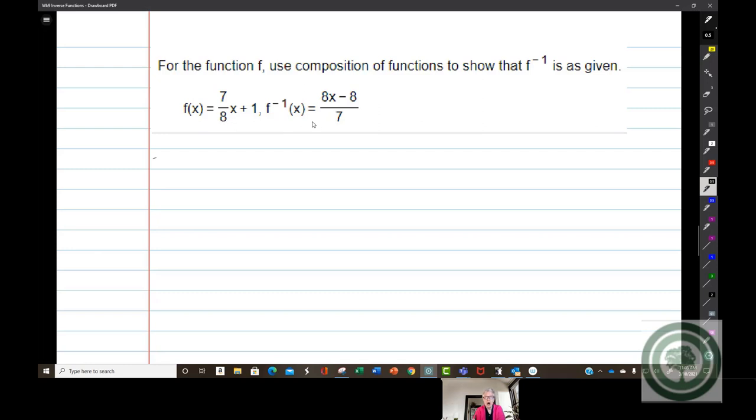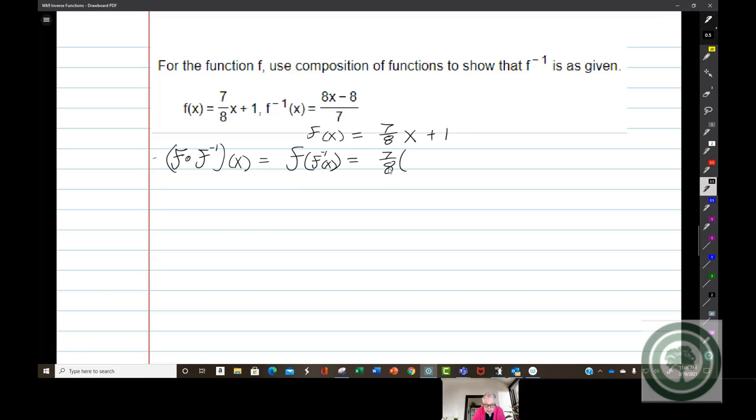Okay, here we go. We're going to prove that these two are or are not inverses of each other. First I take the composition one way, then I take the composition the other way. So f of f inverse of x is going to be f of f inverse of x. And that's going to equal, well, we need f of x. f of x equals 7/8 x plus 1. Suspicious looking, isn't it?